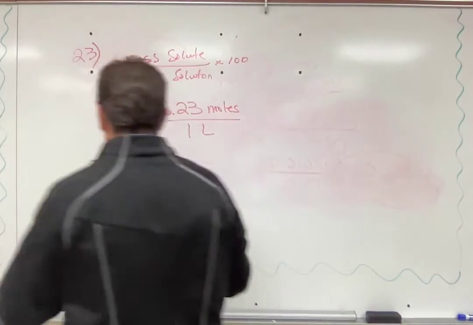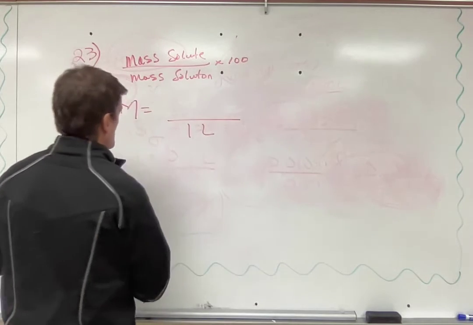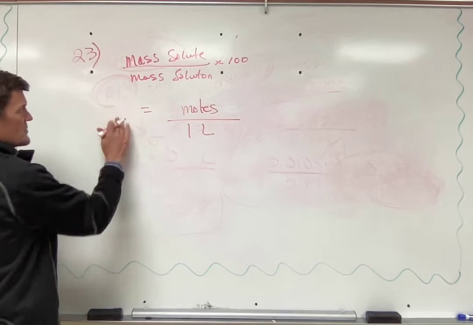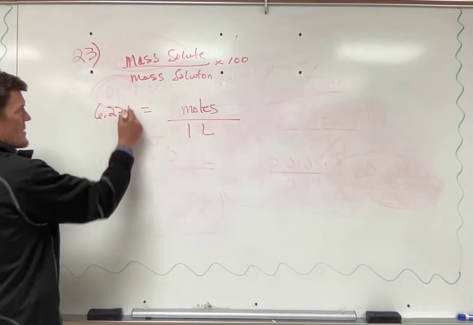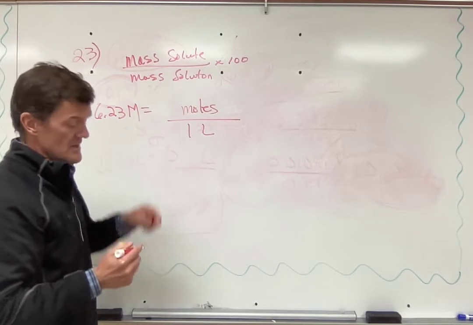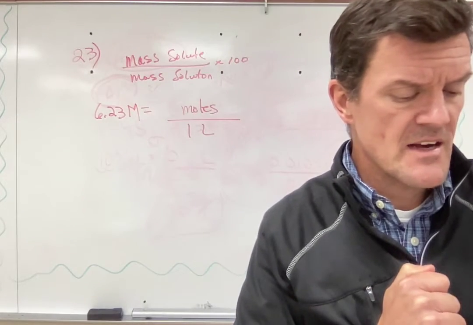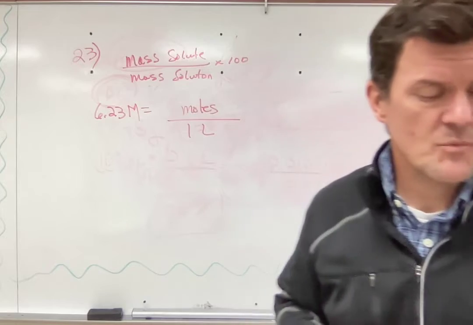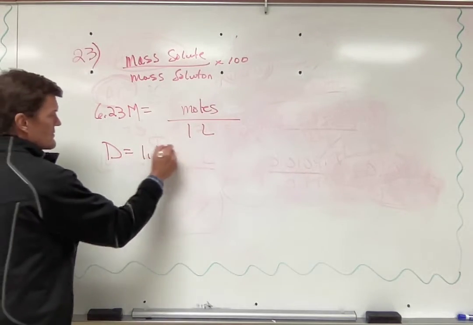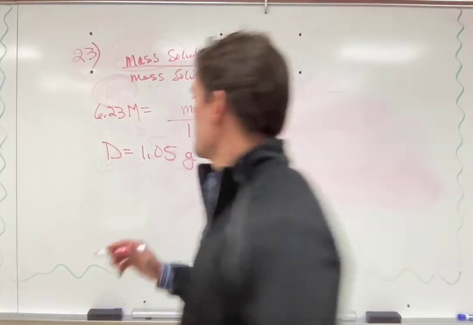Okay? And they tell me, oh, sorry. They're not giving me the moles, they are giving me the molarity. They're giving me this number, 6.23, capital M. And a density of 1.05 grams per milliliter, right? Yes. Okay.